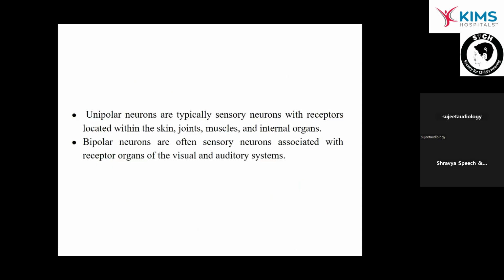Okay. Now, unipolar neurons are typically there in sensory neurons with receptors which are located within the skin, the joints, the muscles, and the internal organs. Whereas bipolar neurons are often sensory neurons which are associated typically with the visual system and the auditory system. Okay, the two special senses have bipolar neurons.